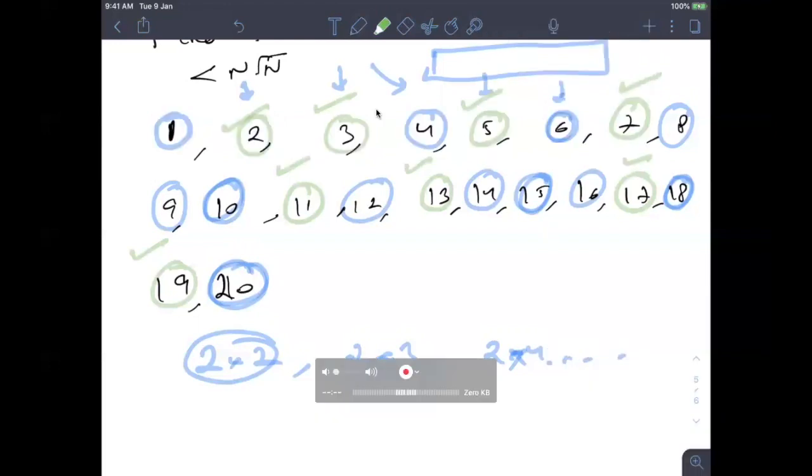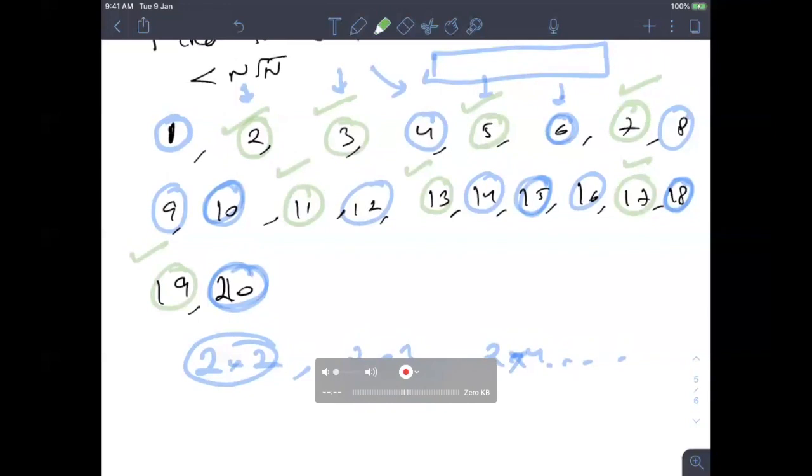Instead of writing chat, you can just speak anyway. Okay. So this part is same for every number.